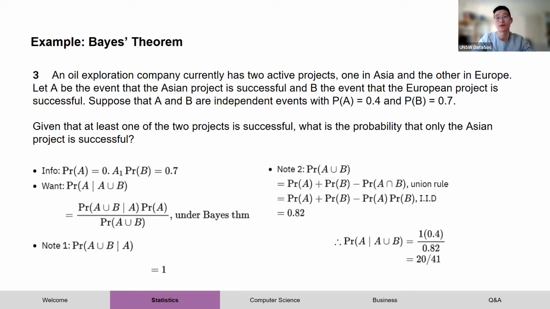Now, secondly, we can also find the probability of the union of the two events. And that is, we take the probability of A plus B minus the intersection between the two events. And that's just from applying the union rule. Now, in terms of finding the intersection, because we know that the two projects are independent, we can just take this as the product of the two respective probabilities. So therefore, we know that the probability is 0.82. And therefore, substituting in our unknowns, we find that the probability is just 20 over 41.